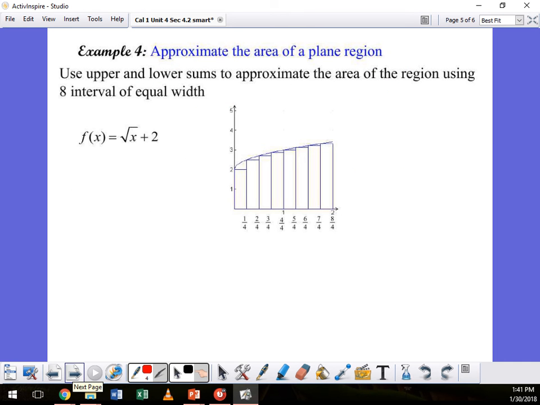All right, so now we're going to do some upper and lower sums. This classifies as a Riemann sum. Use upper and lower sums to approximate the area of the region using 8 intervals of equal width. For this one, it was from 0 to 2, right? Yes, it's from 0 to 2.